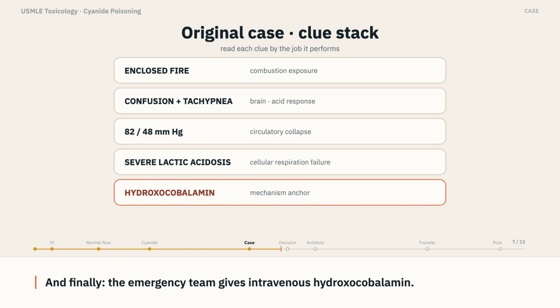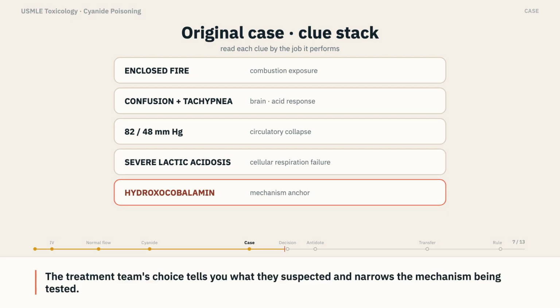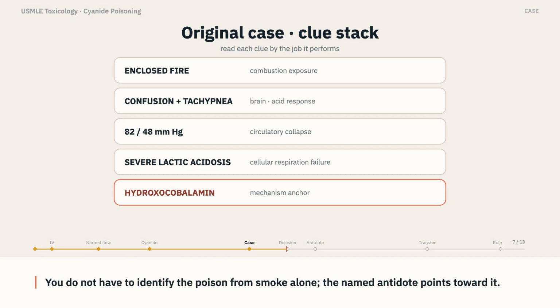And finally, the emergency team gives intravenous hydroxocobalamin. Say it, hydroxocobalamin. When a STEM tells you what was given, the drug is evidence. The treatment team's choice tells you what they suspected and narrows the mechanism being tested. You do not have to identify the poison from smoke alone. The named antidote points toward it.